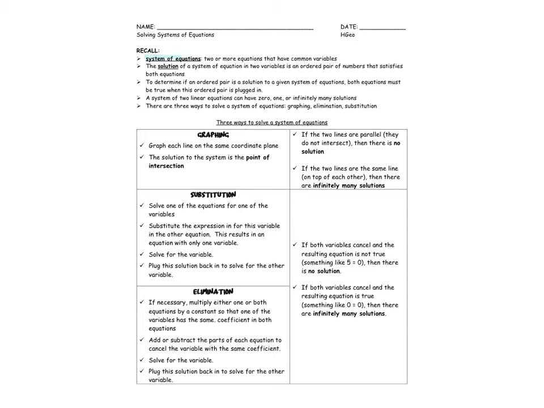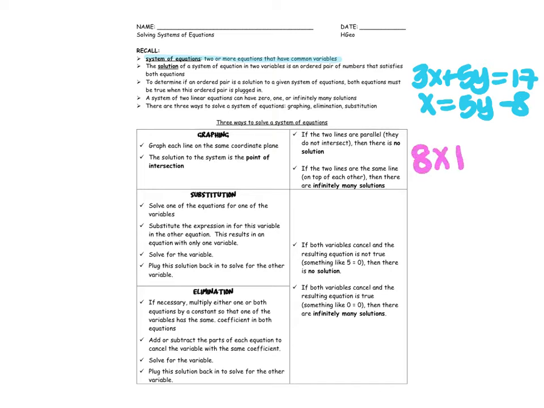A system of equations is two or more equations that have common variables. So something that might look like this: 3x plus 5y equals 17, x equals 5y minus 8. Or maybe something like this: 8x plus 2y equals 12, 7x minus 2y equals 30. Just made up some equations there. Two or more equations that have common variables.